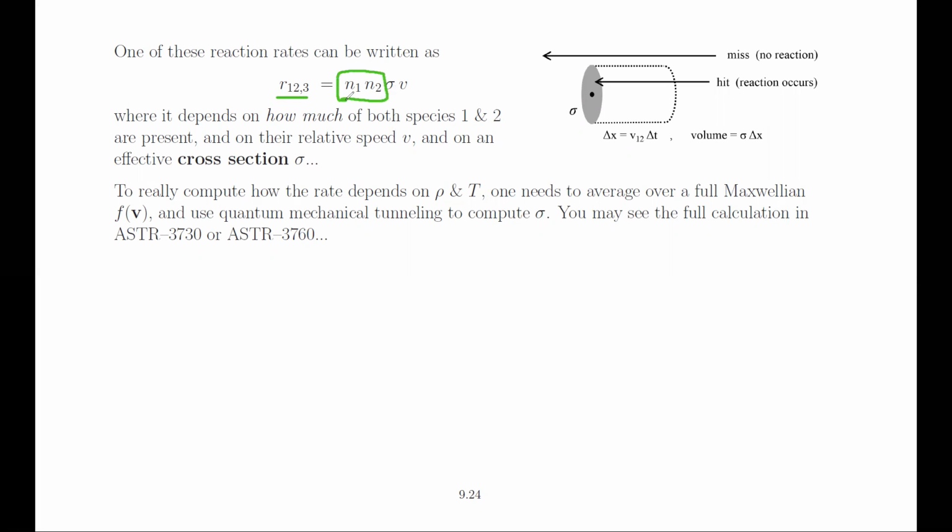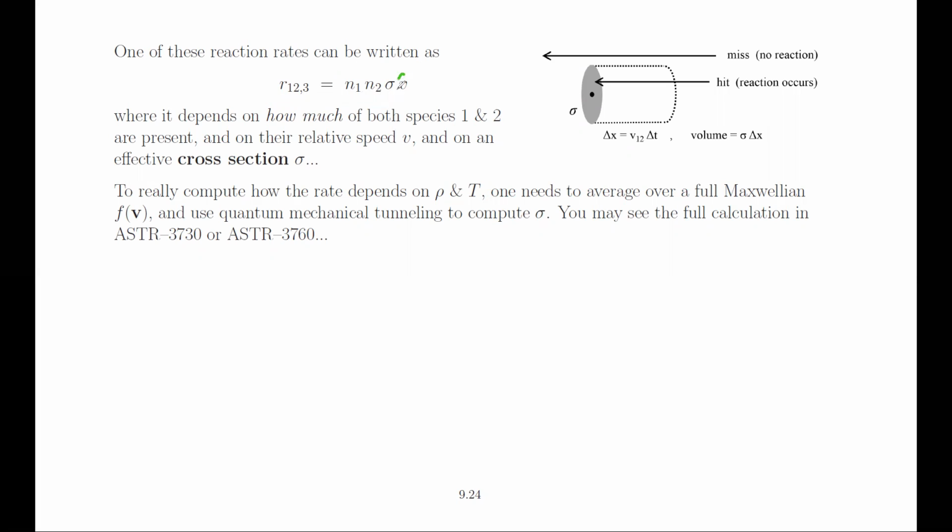If there's twice as many particles of species 1 hanging around in this region where fusion is happening, there's going to be twice as many reactions. There's twice as many particles of type 2, there's going to be twice as many reactions. And if you double both of them, there's going to be 4 times as many reactions.